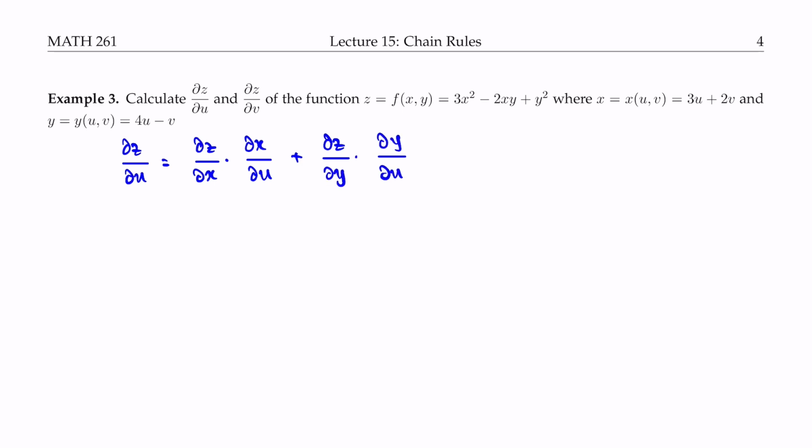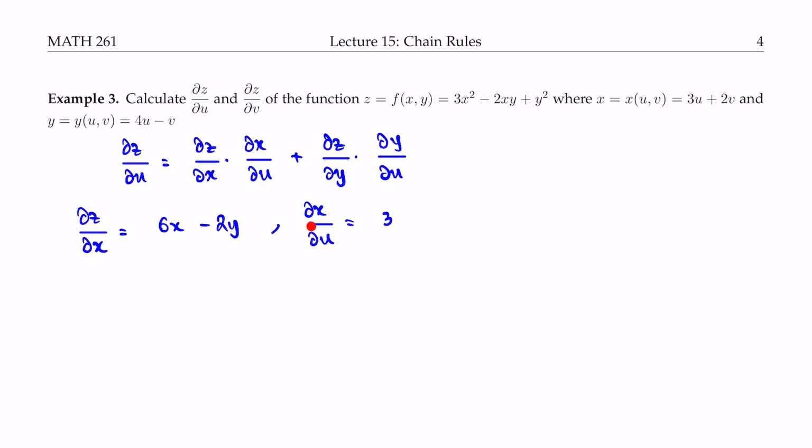So here you want to determine all the information that you need before plugging the results into the formula. That is, you want to find partial z, partial x, partial x, partial u, partial z, partial y, and partial y, partial u. So here's the work. Partial z, partial x: you want to find the partial derivative of the function with respect to x. So that is 6x minus 2y. For partial x, partial u, you get 3 only.